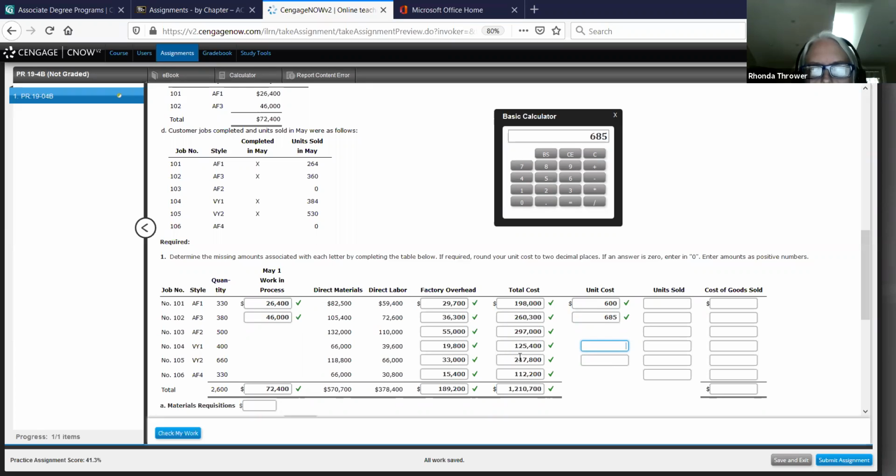So that's why they have a block here for job number 104. And what you're going to have to do is take the total cost of job number 104, which was 125,400, and you're going to divide that by the number of units that were produced in job number 104, which was 400. And that will give you a unit cost of $313.50.